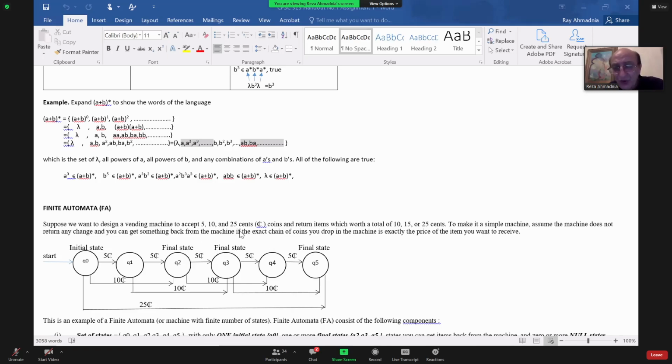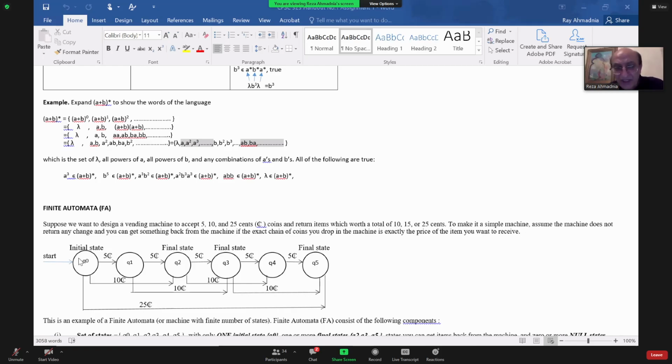Okay, the last coin we want to try is 25. At the initial state, if I drop 25, I get to here, and I can get something back from the machine here. So our machine is going to look like this one here. Because the number of states is finite, that is called a finite automata, or a machine with a finite number of states.